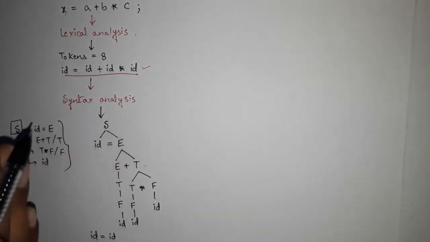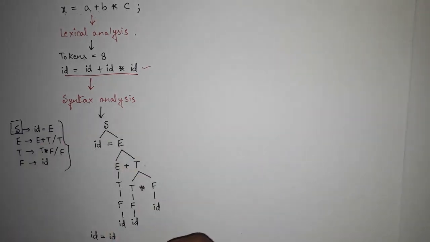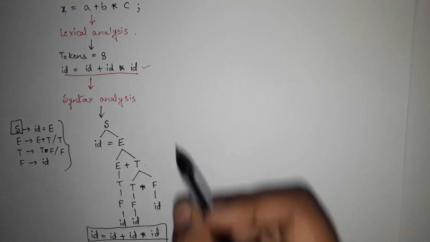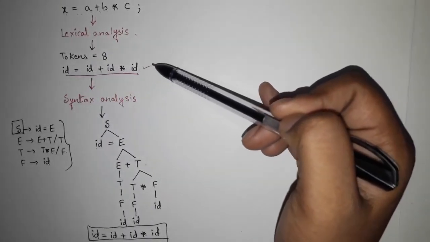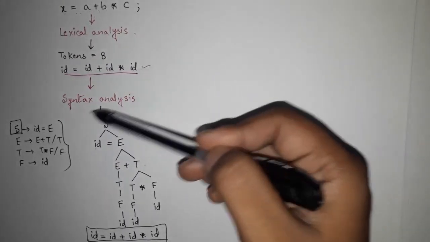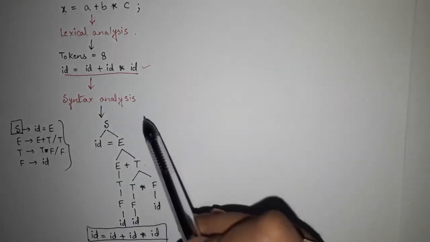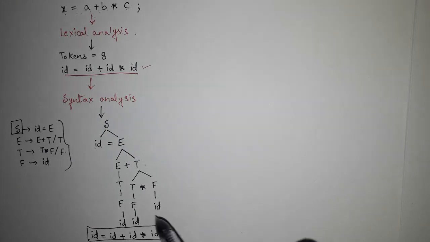We are going left to right. So ID equal to ID plus ID star ID. We are getting the required equation. Whatever equation I was having, this was my required equation, so I have parsed this same equation with the help of this parse tree. Whatever we have made here is known as the parse tree.